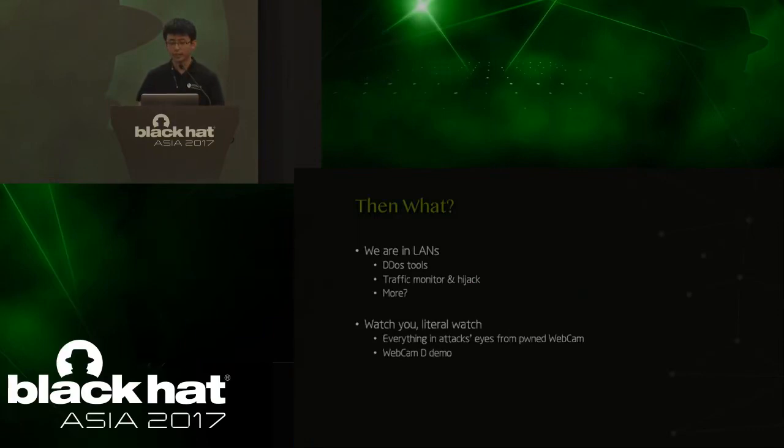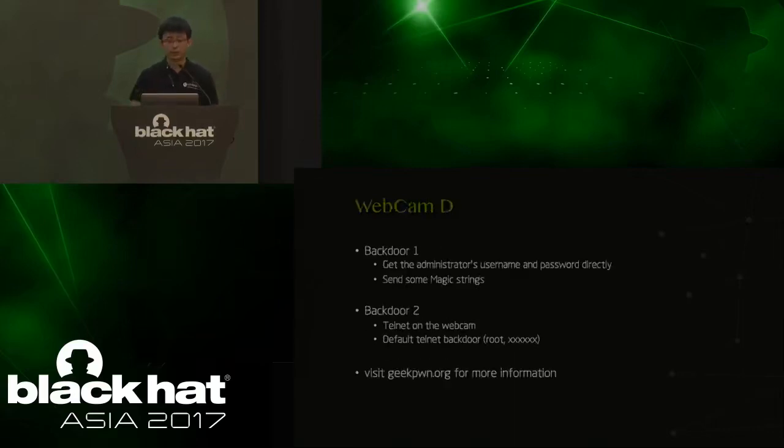The attackers can now penetrate into the local area networks and then use some other tools to get control of many other devices, which results in much bigger DDoS attacks, traffic monitoring and hijacking, and more. For example, the attacker can watch you from the web camera. There are two backdoors in web camera D, which can be found by reverse engineering. Using backdoor one, the attacker can get the administrator's username and password directly by sending some magic strings. And in backdoor two, attackers can telnet into the web camera with the default telnet username and password.